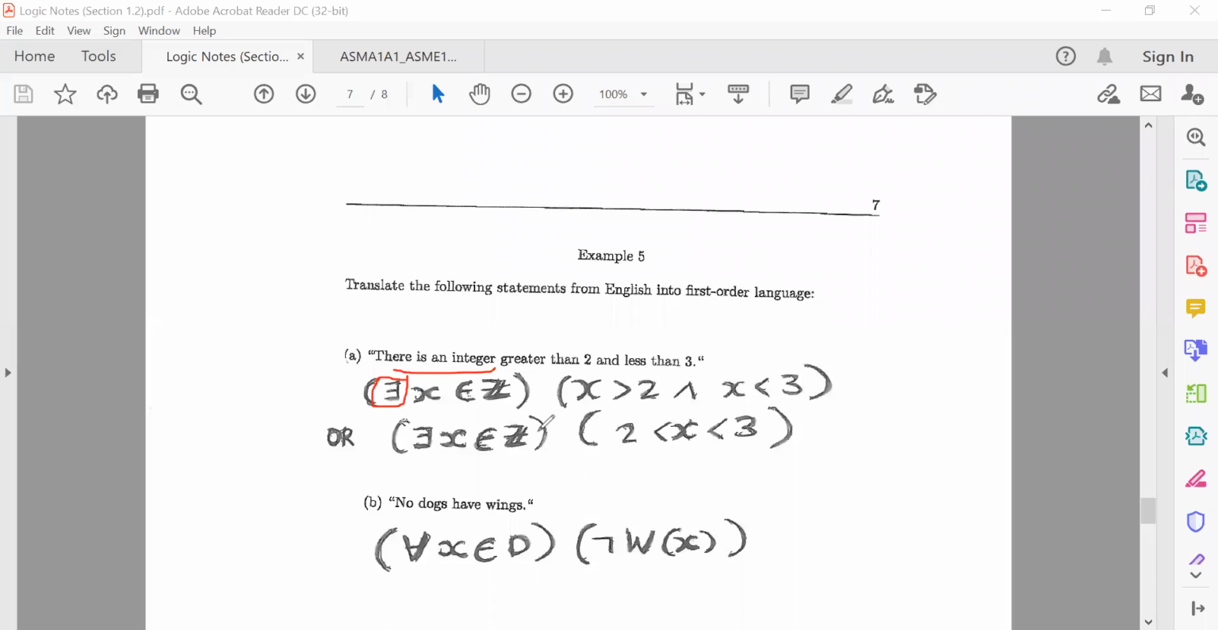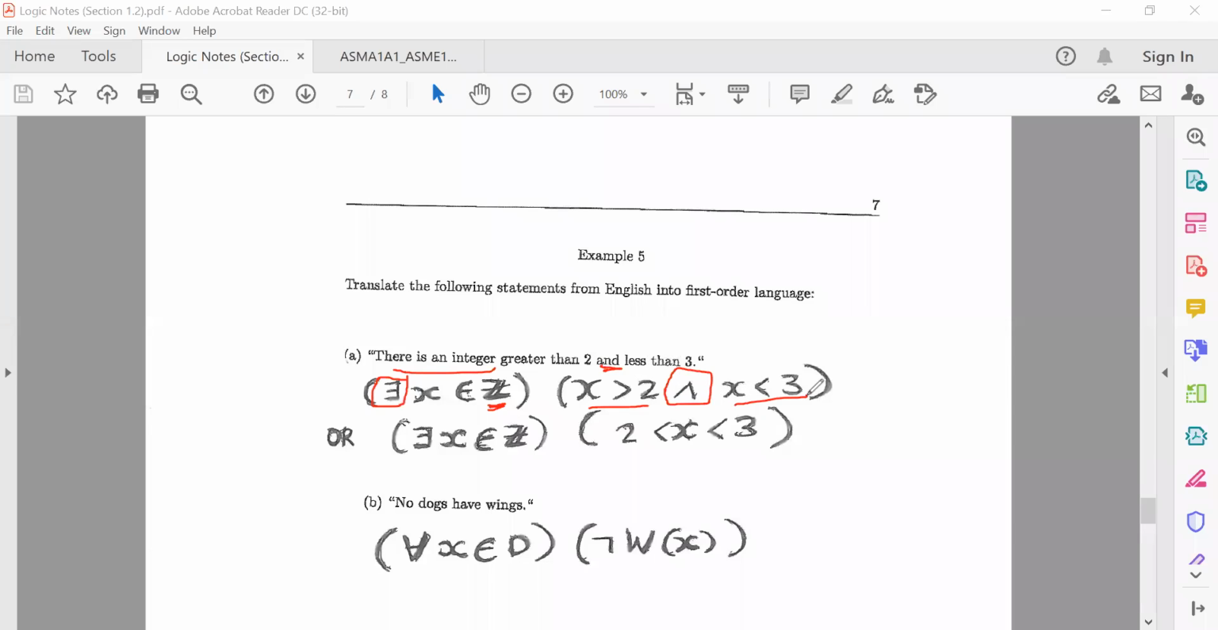When it's universal, I'm going to use the word all, every. When I say there is, it means I'm specifying, right? It's a subset. So it means that you need to use existential. So we say there is an x element of Z. Remember, Z is integer, right? It can be positive or it can be negative, right? Set of all integers. So there is an integer, and then here they say greater than 2, you can see x is greater than 2, and very important, and. So that's your and, then they say less than 3, so you just say x is less than 3.